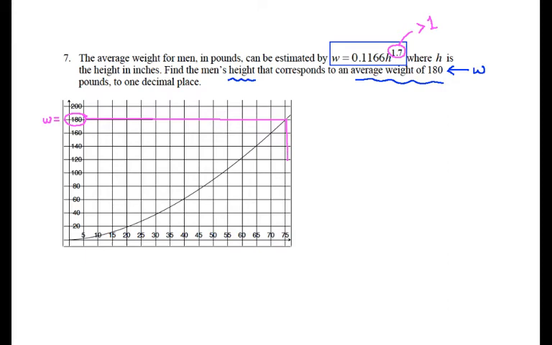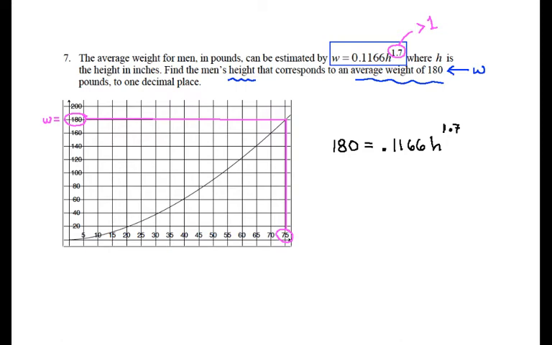And from our estimate, it looks awfully close to 75, so we'll start with that initial guess, but we'll use the formula itself to actually verify. So plugging in 180 for W, we're going to follow the idea of isolating the radical first and then raising both sides to a power.